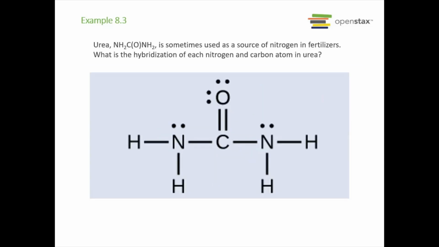Another example, urea, NH2CONH2, is sometimes used as a source of nitrogen in fertilizers. What is the hybridization of each nitrogen and carbon atom in urea? We have 2 nitrogens and 1 carbon atom. Notice the nitrogens are the same, so we can really just look at one. We look at one of these nitrogens and we see 1, 2, 3, 4 areas of density. That means our nitrogens are sp3. And the carbon here has 1, 2, 3, so carbon is sp2.